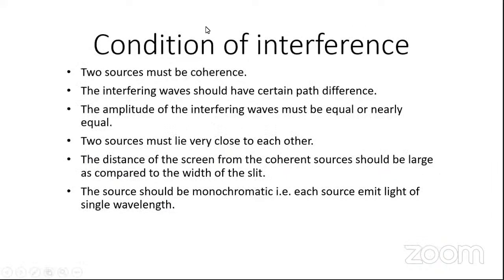And what are the conditions for interference phenomena? These all are the conditions for the interference phenomena. First of all, two sources must be coherent. The interfering waves should have a certain phase difference. The amplitude of the interfering waves must be equal or nearly equal. Two sources must lie very close to each other. The distance of the screen from the coherent sources should be large compared to the width of the slit. And last one, the source should be monochromatic, that is, each source emits light of a single wavelength.